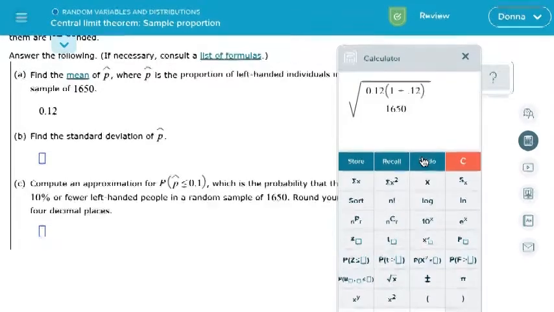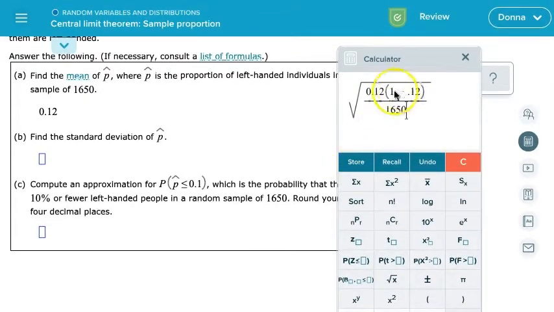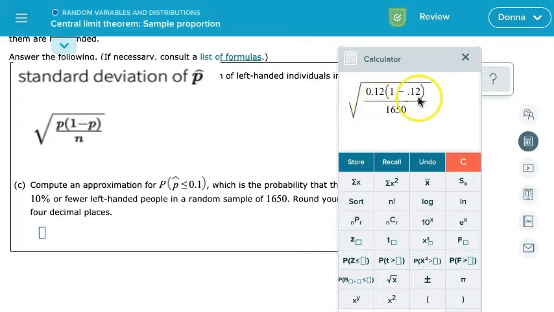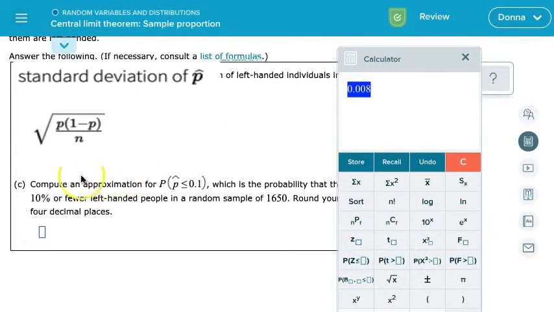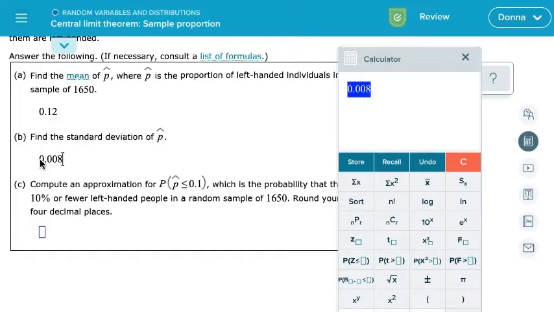So let's go ahead and find the standard deviation. Again, the formula, P, 1 minus P, all over the sample size. So we get 0.008, and ALEKS is nice. If you get some funky answer like 0.073499278, that means you probably made a mistake.